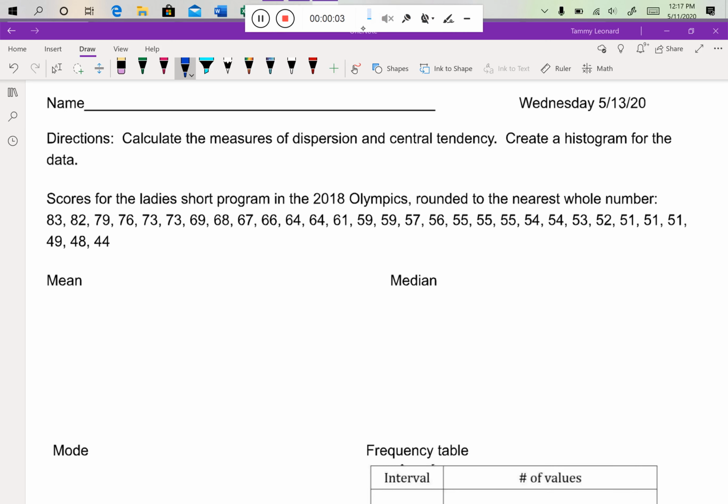Today we're going to combine our last two lessons, the one on measures of dispersion and central tendency, along with creating frequency tables and histograms. So we're going to practice all of those things.